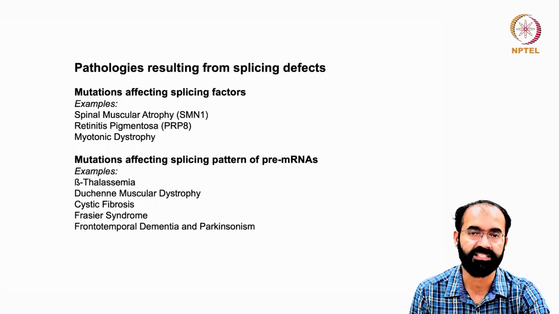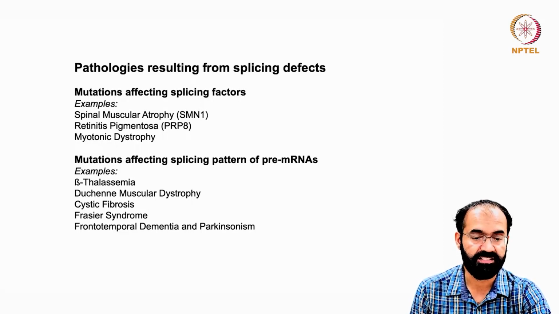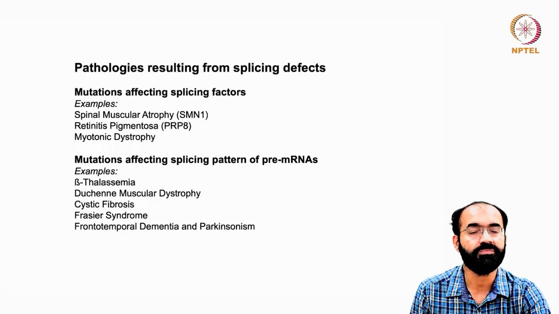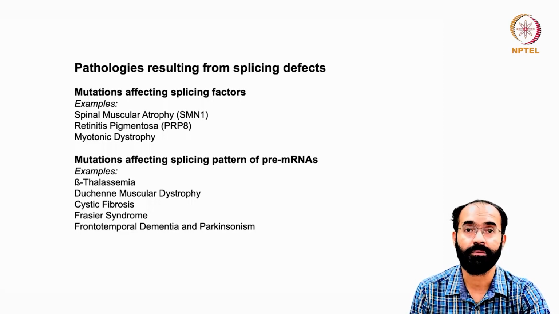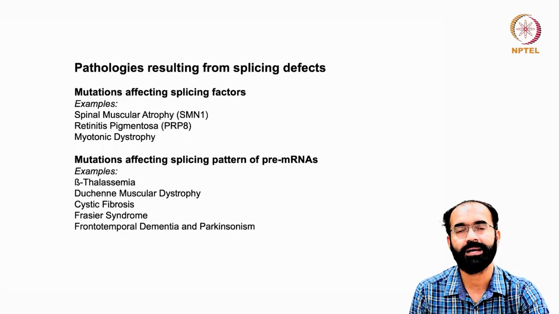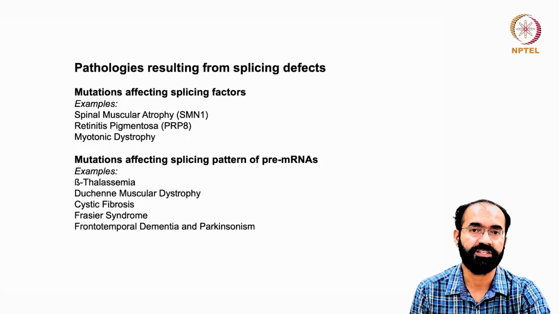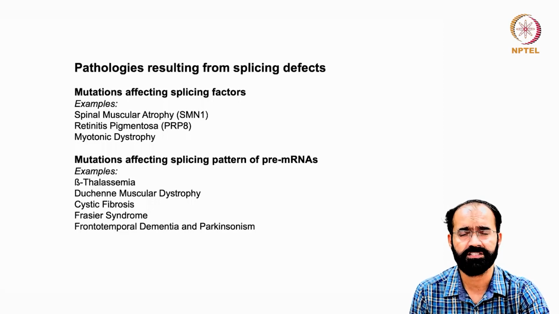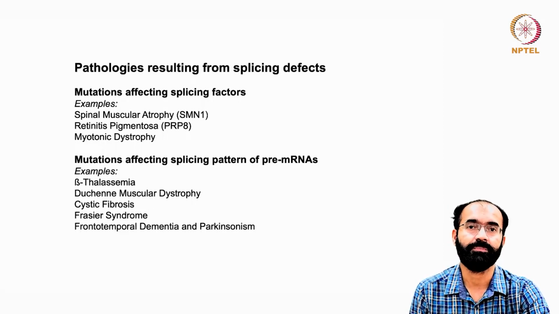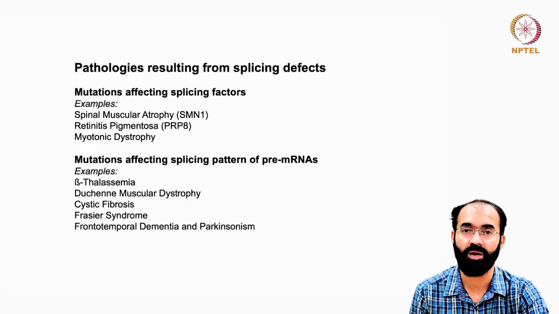Examples of these diseases include beta thalassemia, Duchenne muscular dystrophy, cystic fibrosis, Frasier syndrome, frontotemporal dementia, and Parkinsonism. Many a time some of them affect a specific gender, like Duchenne muscular dystrophy and cystic fibrosis. These are X-linked genes that affect mainly males, because males have only one X chromosome. So these are the main reasons.